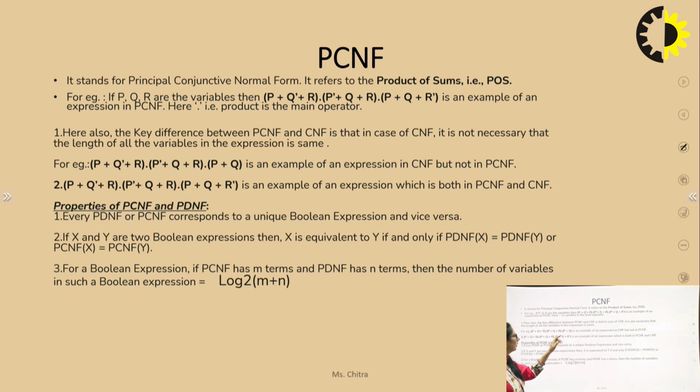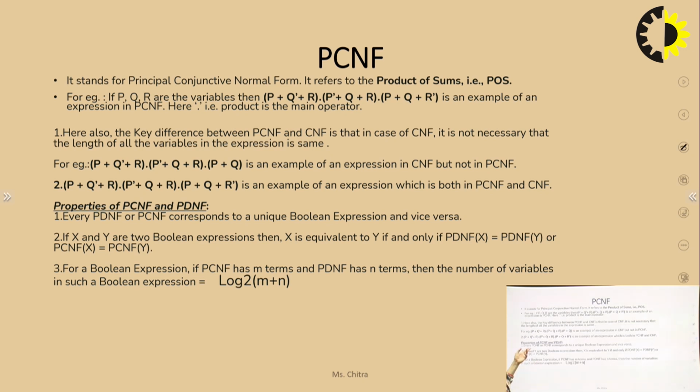Each and every time. Whereas in the above one, we can see the length of the variables is 3, 3 and 2. So it is not compulsory in the CNF that the length of the variables will always be the same. But in the case of PCNF, it is compulsory that the max terms will always have the same length of the variables. Now there are some properties for PDNF and PCNF.